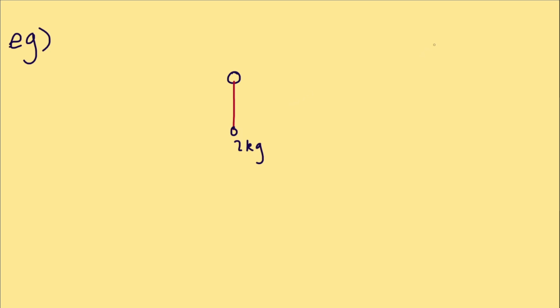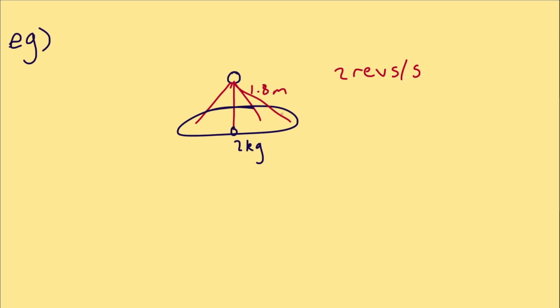But when you deploy your drone, it's very windy and the turbulence means it starts swinging in a circle. It swings at 2 revs per second, so 2 revolutions per second. And the cable of the drone is 1.8 meters to the edge, like that. What is the centripetal acceleration? Go ahead, pause the video, try and find it. Now I'm going to solve it together with you.